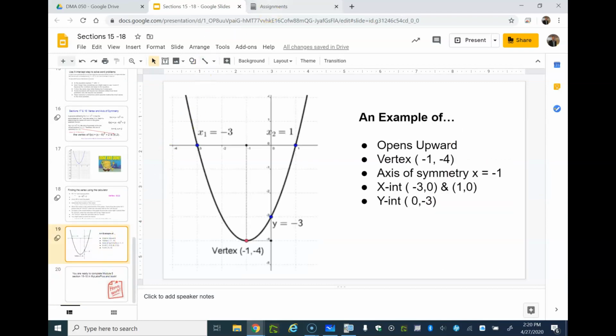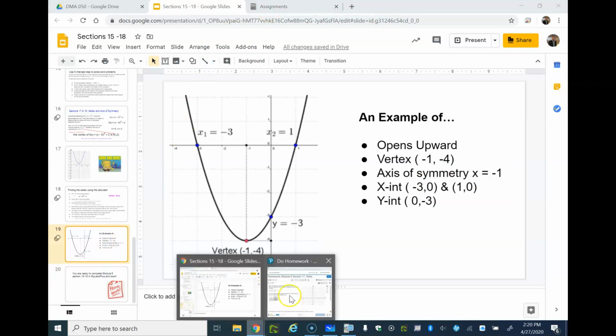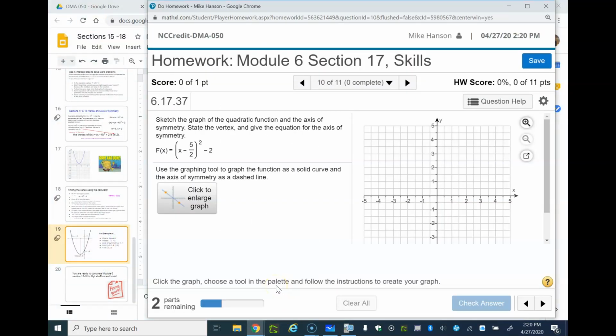All right, so let's do a couple of examples in my MathClass Plus. We're going to do number 17. So here is going to be the graph. It's going to ask us to sketch it, draw the axis of symmetry, state the vertex, and give the axis of symmetry in our problem.